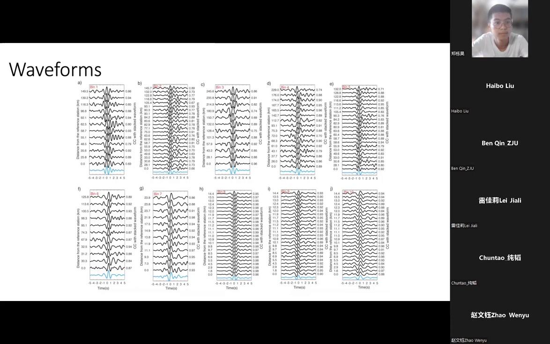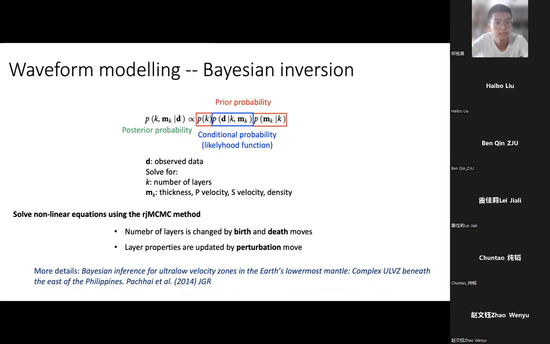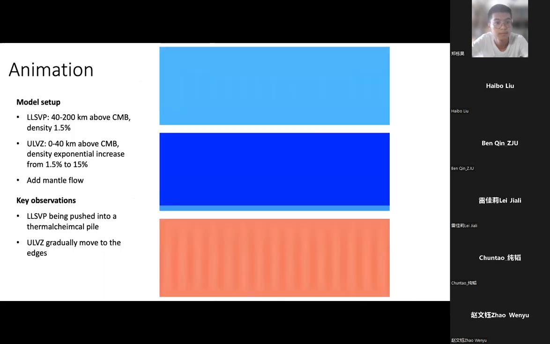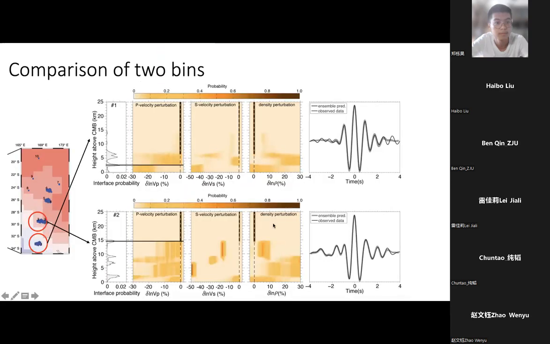I agree. Yeah, because in one of your slides, I think it was titled "Comparison of Two Bins." You can see that in one of the bins, it fits pretty well the observed waveform on all times, and then in the other one, it doesn't fit well. I mean, it fits the first one. It fits the middle peaks a lot better, and then it kind of doesn't fit the precursors and postcursors, whereas the second one does.